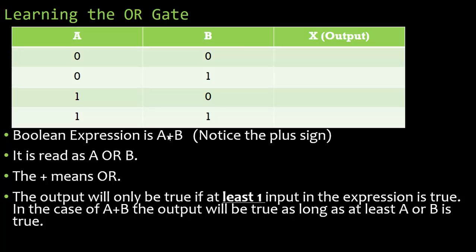Now the output will only be true if at least one input in the expression is true. In the case of A or B, or A plus B, the output will be true as long as at least A or B is true. So let's go to our diagram and see the results.